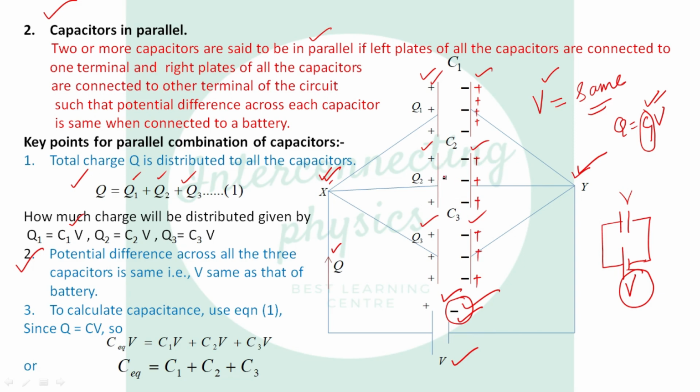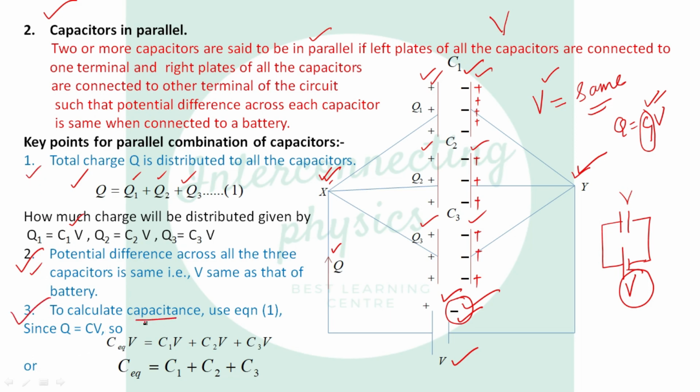So what will be the potential difference across capacitor C2? It is again V. Similarly for capacitor C1, the potential is V. It means the potential across each capacitor is the same, that is V. Now we have calculated potential, we have calculated charge. Now let us calculate the capacitance.